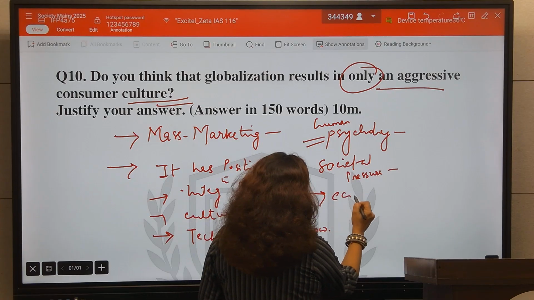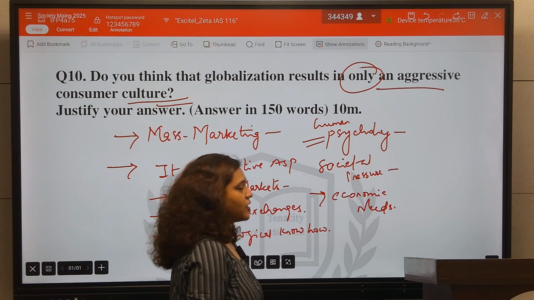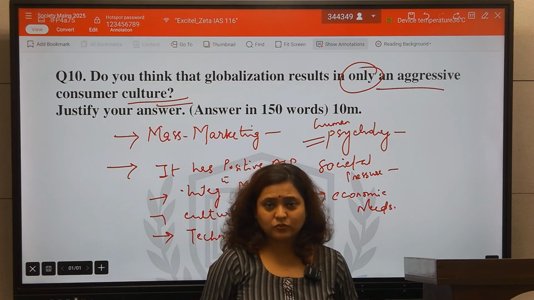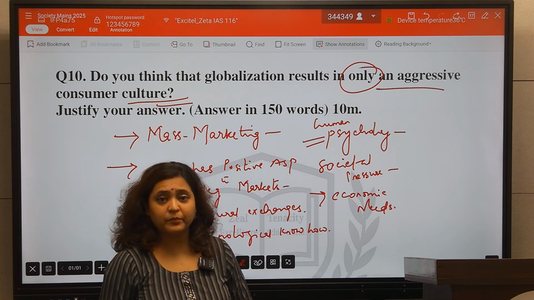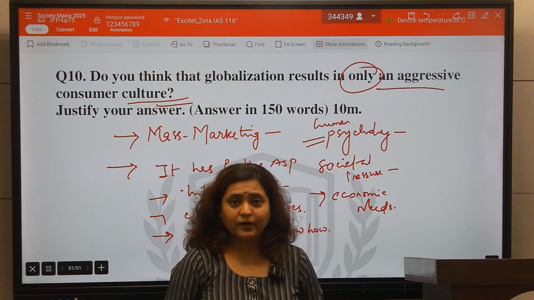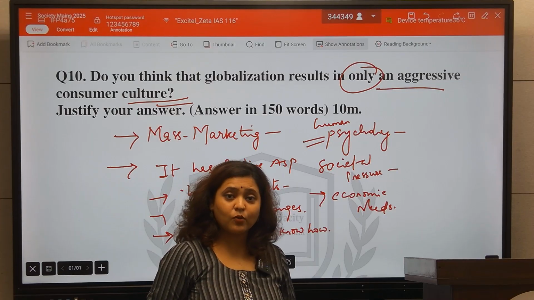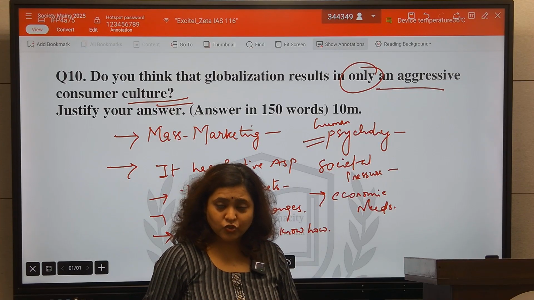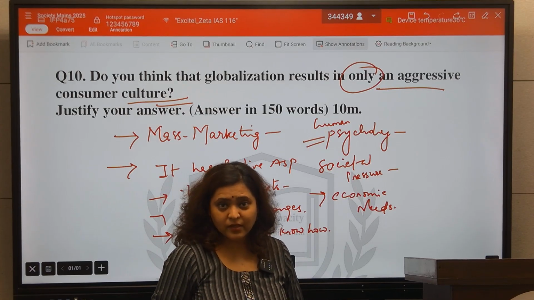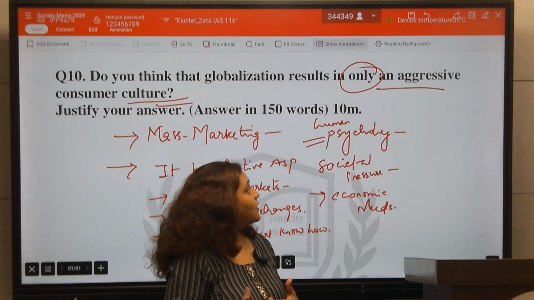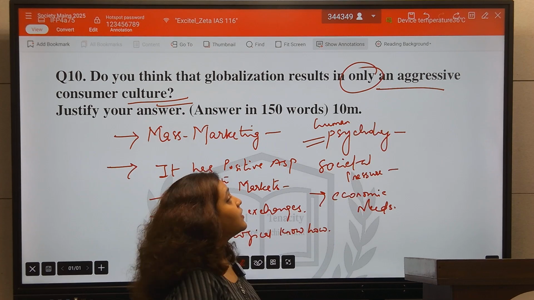Then there is also economic need. The disposable income has risen considerably. People have more money in their hands, and even after saving, they're left with a lot of money. What do they do? They go and they buy. This is how shopping works as therapy for people. They go and buy and they feel happy. It releases dopamine and they feel happy. So globalization is not the only factor resulting in aggressive consumer culture. There are also other factors.